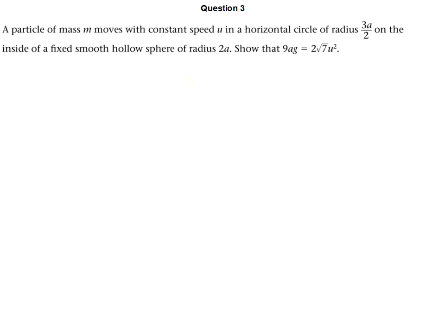There is a particle which is moving with constant speed in a horizontal circle. So I know it's going to be a horizontal circular motion question. They've given us the radius of the circle, and they've told us that it's moving inside a fixed, smooth, hollow sphere. And they've also told us the radius of the sphere, and we've got to show that something is true.